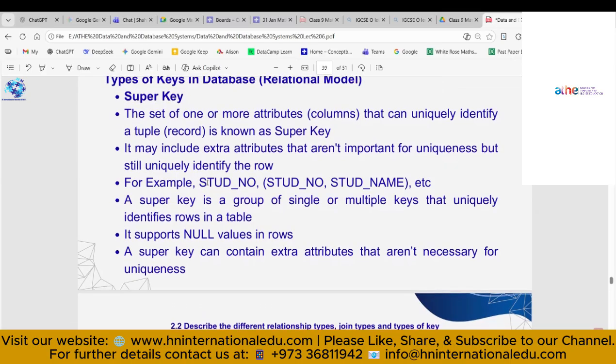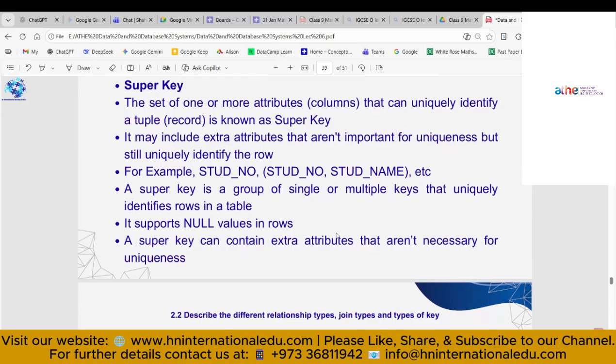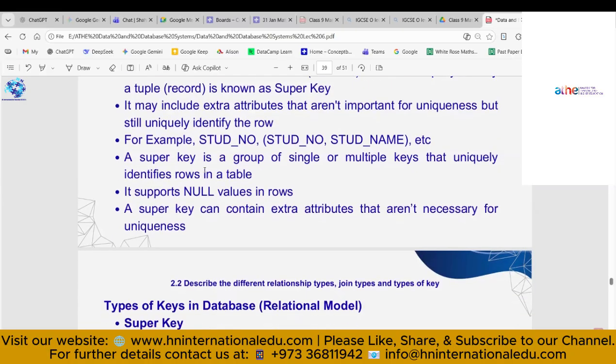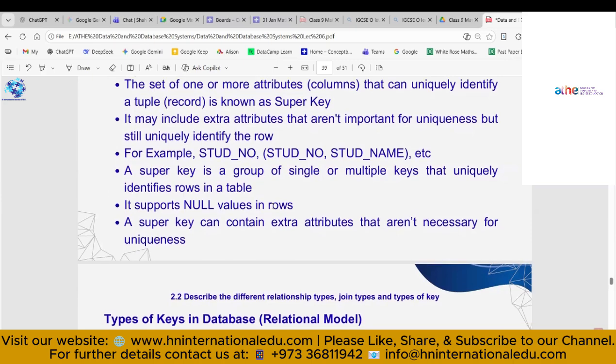Okay. And even if both of the students have the same name, they will have different student IDs, they will have different contacts, and they will have different emails. So that will be a set of super key. So super key is a group of single or multiple keys, okay, that uniquely identifies rows in a table. The primary key is also a subset of super key, okay. So it supports null values in rows. That means you can have a null value in the row.